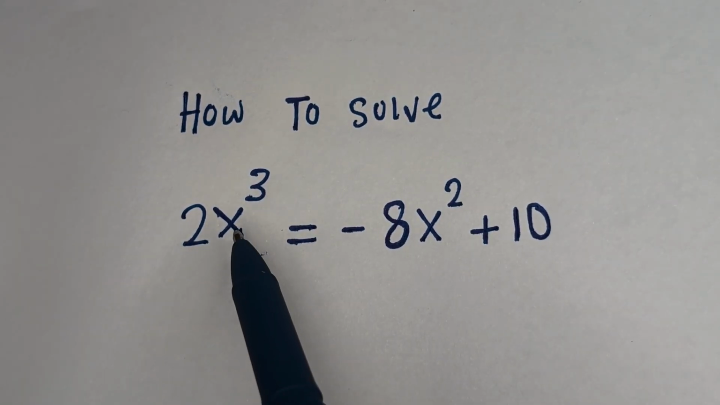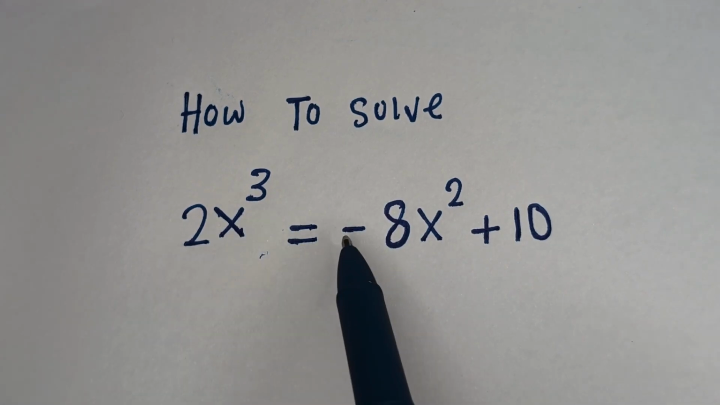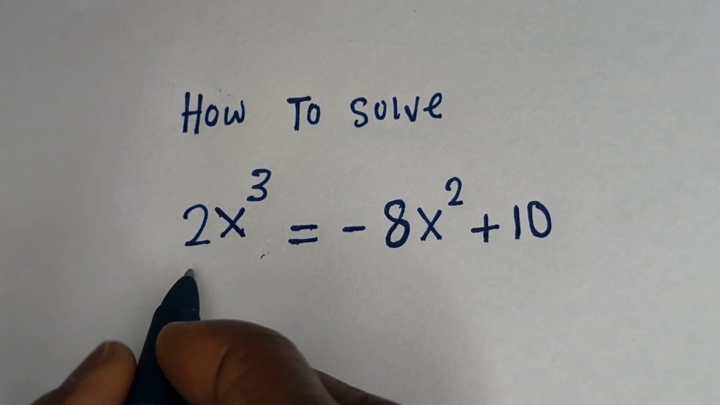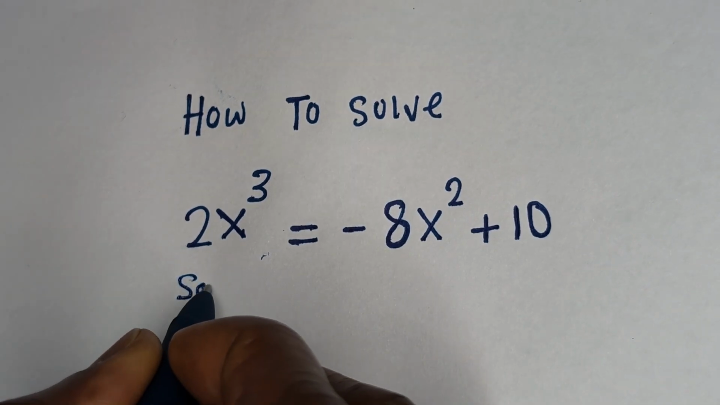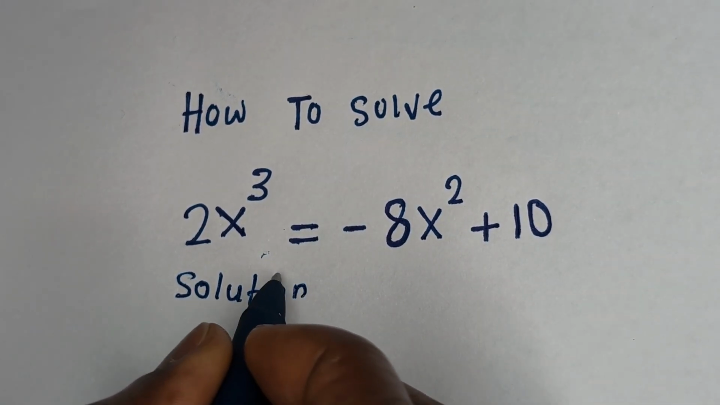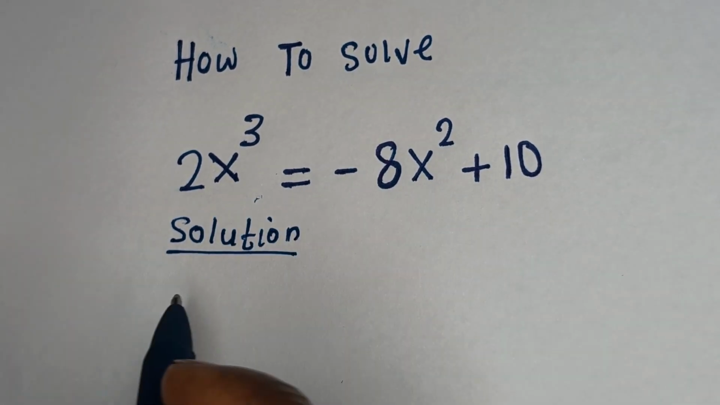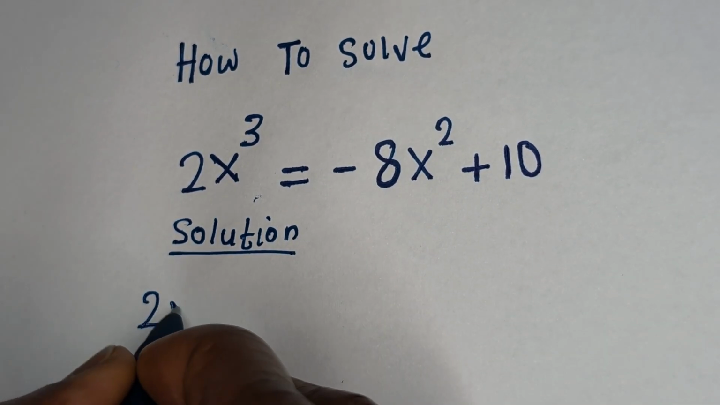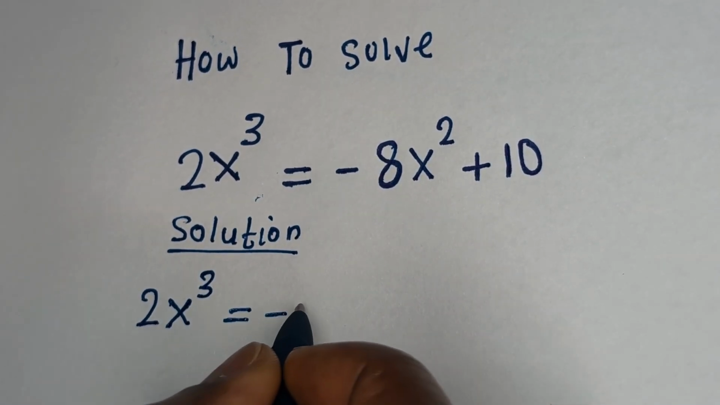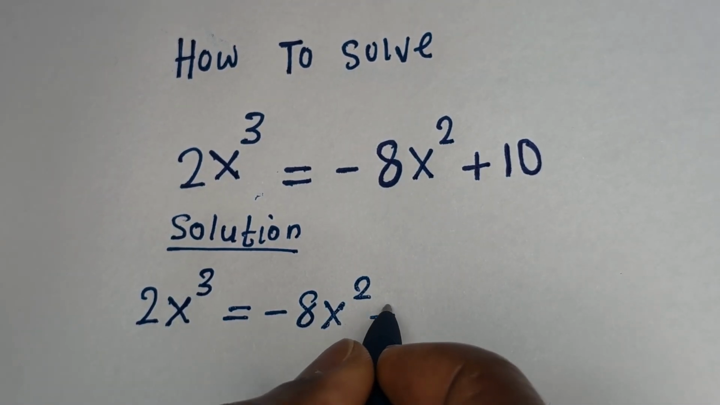Hello, how to solve for s in this cubic equation: 2s raised to power 3 is equal to minus 8s squared plus 10. Solution. We have this given equation, 2s raised to power 3 is equal to minus 8s squared plus 10.